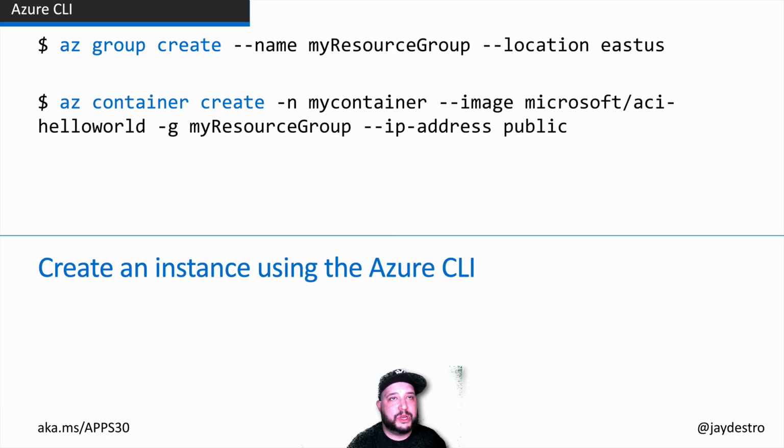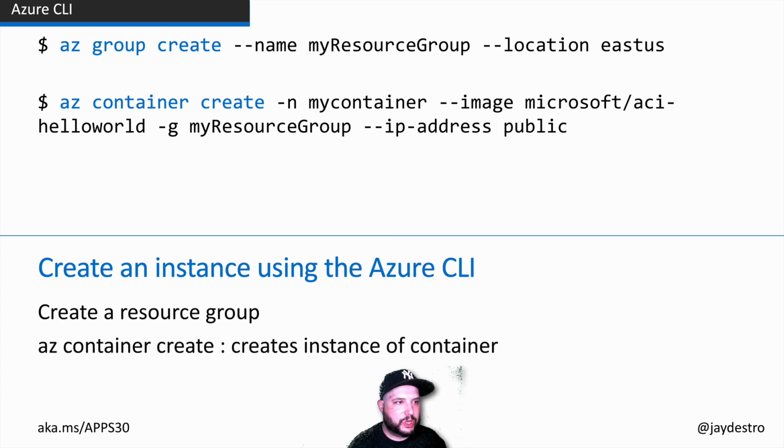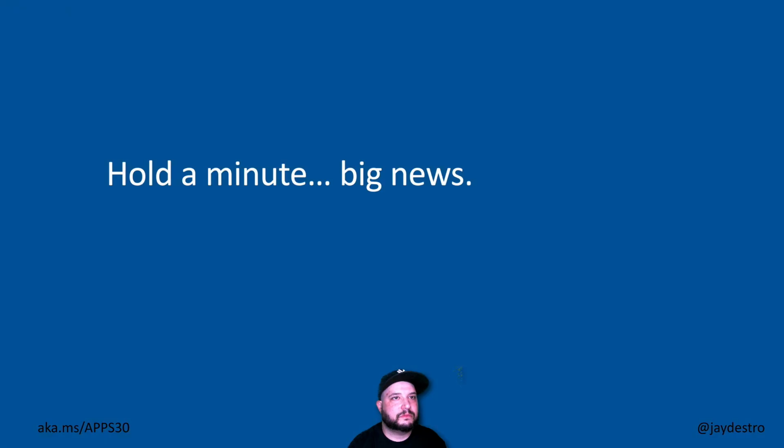And so we named it My Container. We give the image of the Hello World located in the Microsoft repository. We give the resource group that we just created, and then we have this IP address that we asked for, and so we'll have a public IP attached to it. And so like I said, we'll create a resource group, we'll create the container, and then we'll have the container instance.